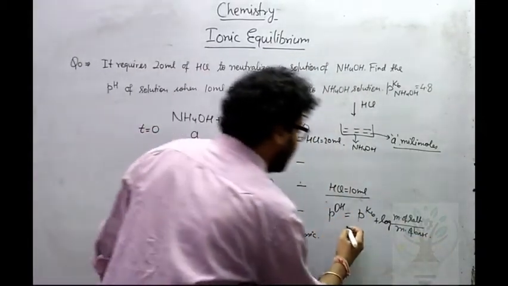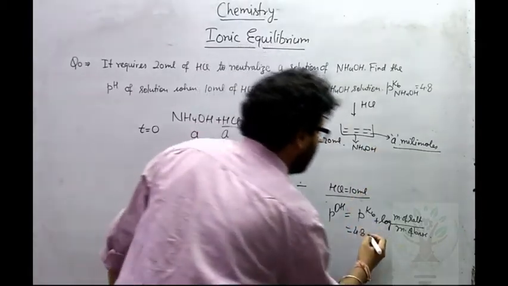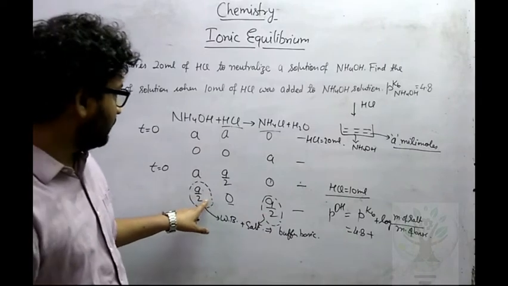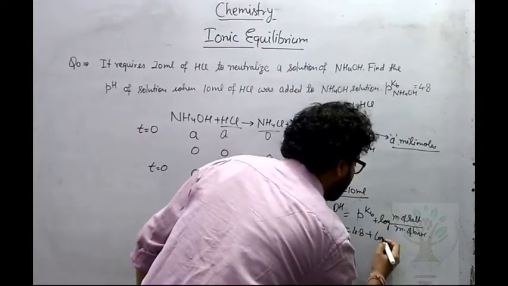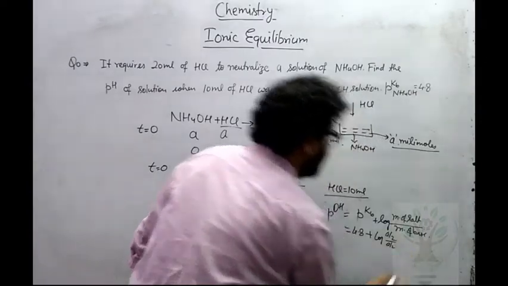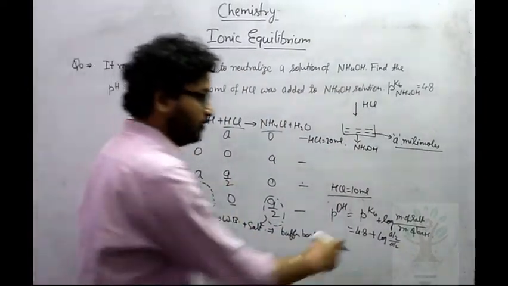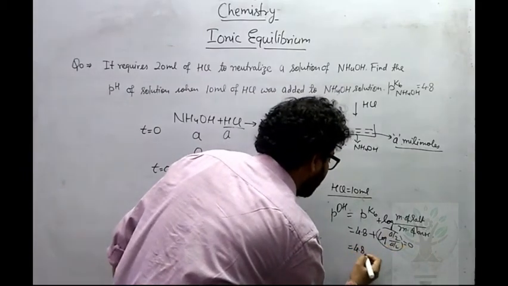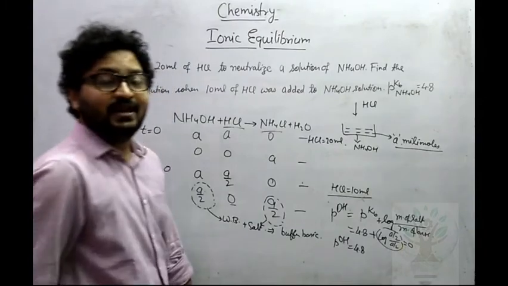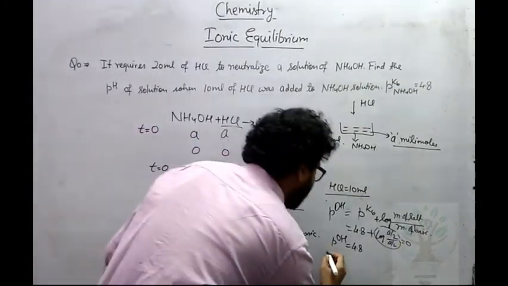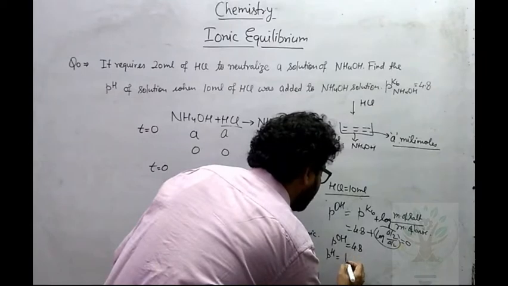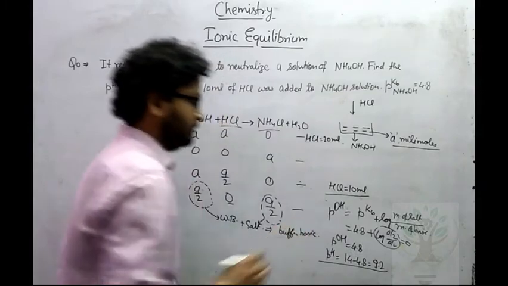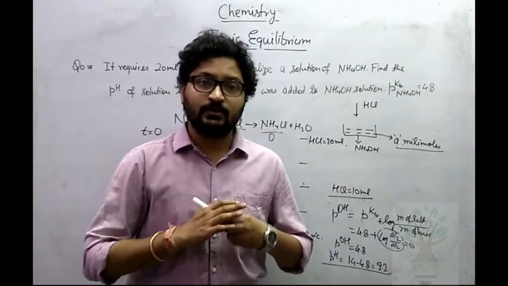Now let's see, pKb is given as 4.8, plus millimoles of salt we have A by 2, millimoles of base we have A by 2. So log A by 2 upon A by 2. Now log A by 2 upon A by 2 is what? 1. Log 1 equals how much? 0. So pOH is coming as 4.8. But did they ask pOH from us? No, they asked pH. So pH will be 14 minus 4.8, that is 9.2. pH is equal to 9.2.